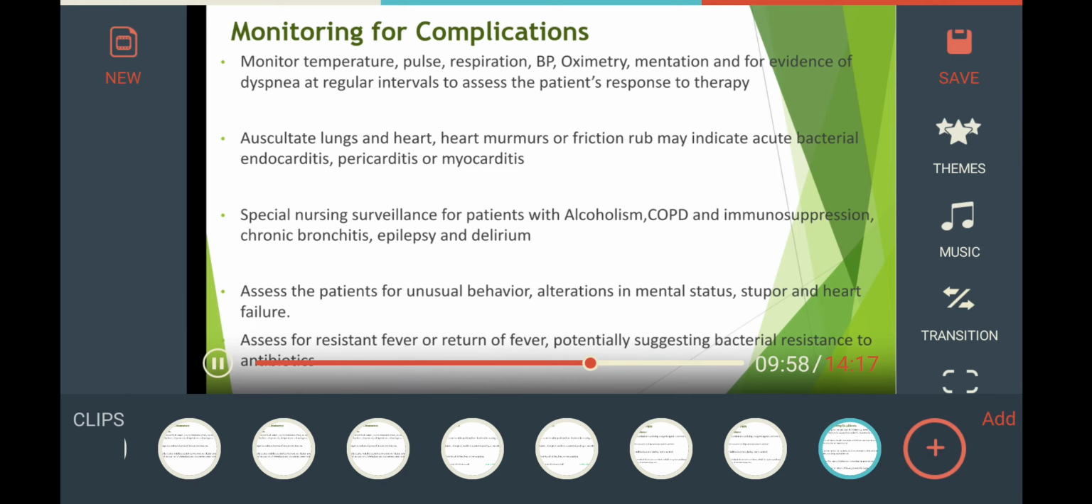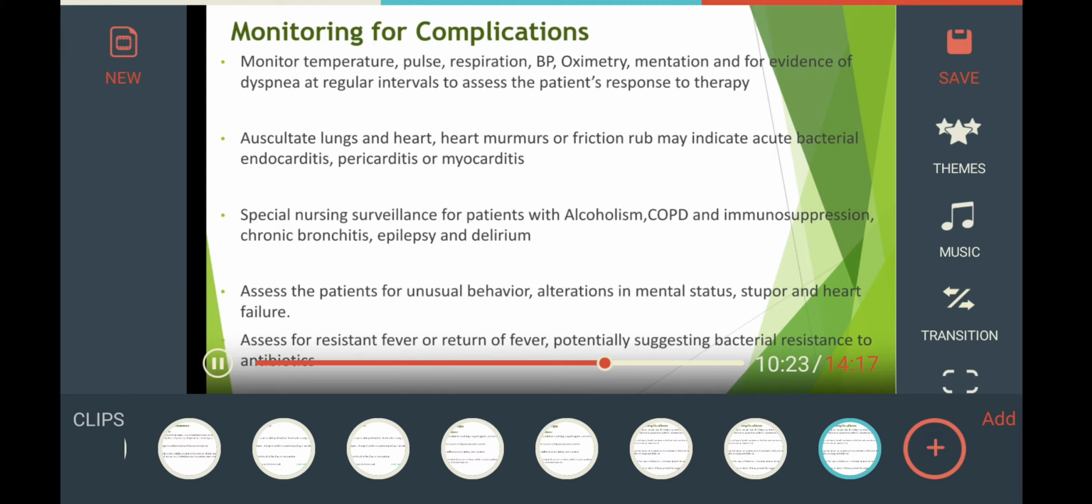Monitoring for complications. Monitor temperature, pulse, respiration, blood pressure, oximetry, mentation, and for evidence of dyspnea at regular intervals to assess the patient's response to therapy. Auscultate lungs; heart murmurs or friction rub may indicate acute bacterial endocarditis, pericarditis, or myocarditis.